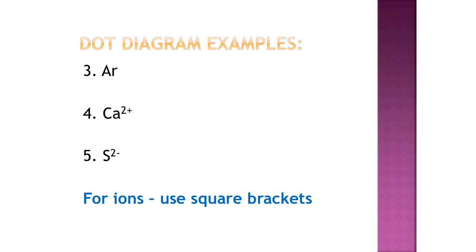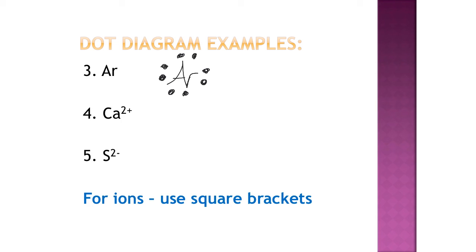Next up, we have argon. Argon, atomic number 18, has 8 valence electrons. So argon will have 2 dots per each side for a total of 8 dots because it has 8 valence electrons.